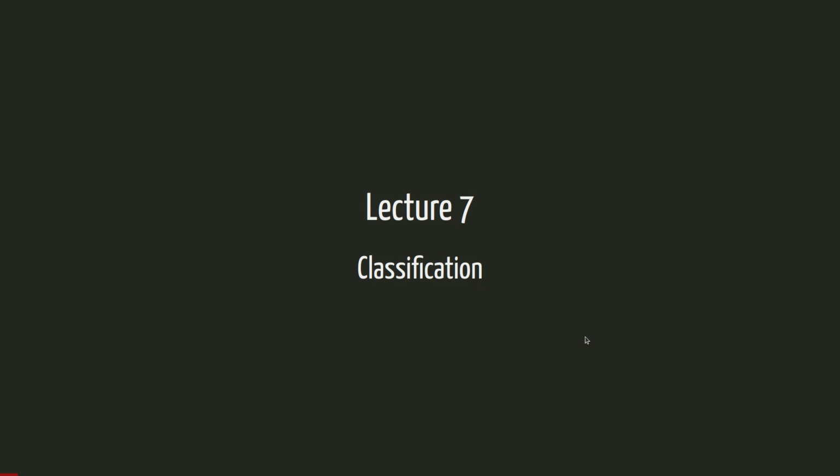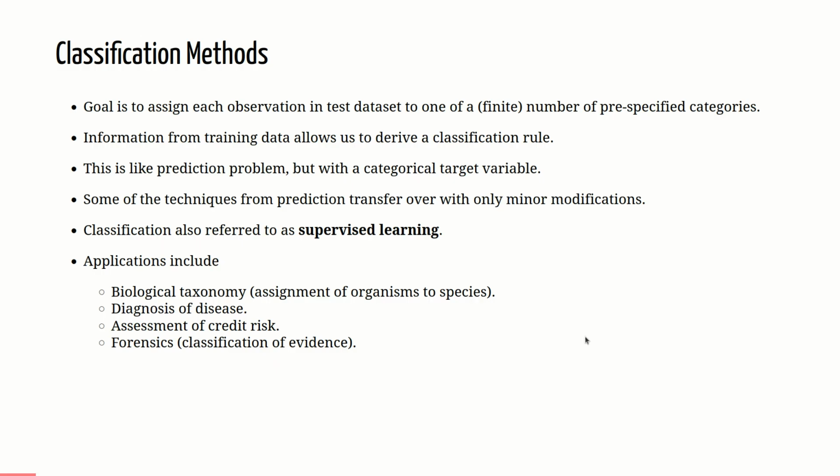For the next 3 weeks we're going to be looking at classification. Classification is basically the same idea as prediction, except our variable of interest, the outcome or target variable, is going to be a class variable. So it's going to be a grouping variable, right? The goal is to assign each observation in the test set to one of a small number, or a finite number at least, of pre-specified categories.